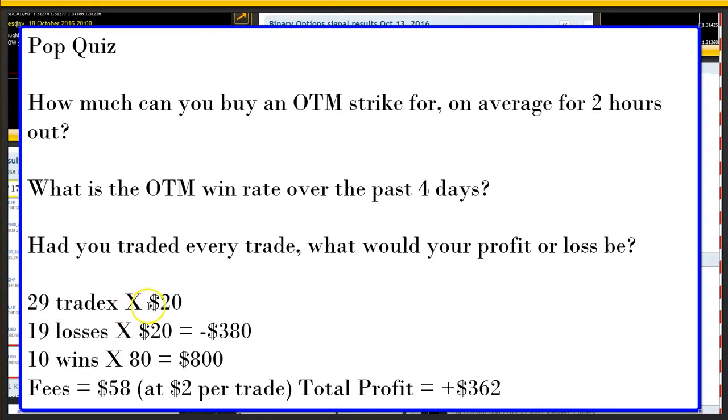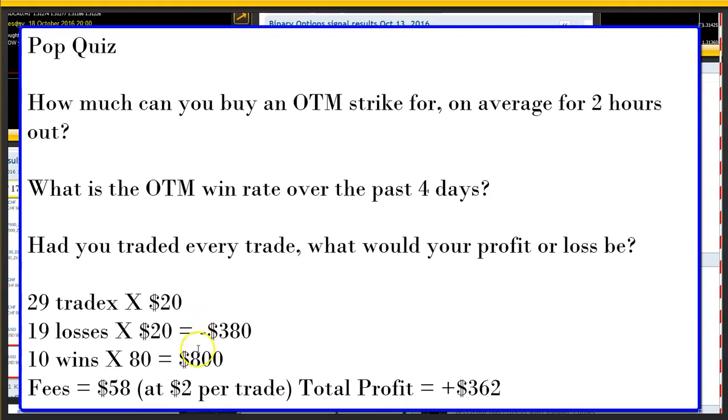29 trades at 20 bucks each. 19 losses at 20 bucks each equals negative $380. If you're trading on Nadex, it'd be negative $3.80 on Kenner Exchange. So 10 wins times 80, that's your profit, equals $800. Fees, we're just going to go at $2 a trade. We're going to go high. I know it's $1.80, but there you go. So your total profit would be $362.